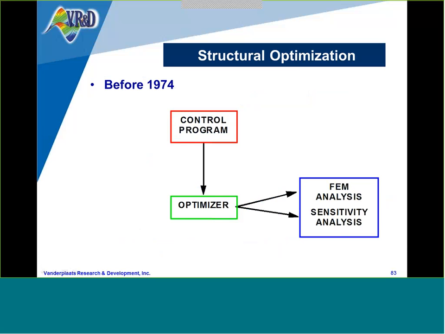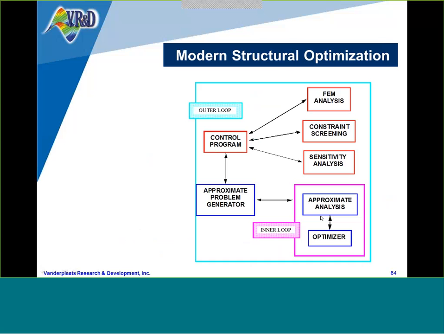Before 1974, we had a control program and an optimizer. That called the analysis, and that called the sensitivity analysis. Today, we call the finite element analysis. We can screen constraints to ignore those that are not critical or near critical. We do a sensitivity analysis on what's left, and we send that to an approximate problem. And that is what goes to the optimizer.